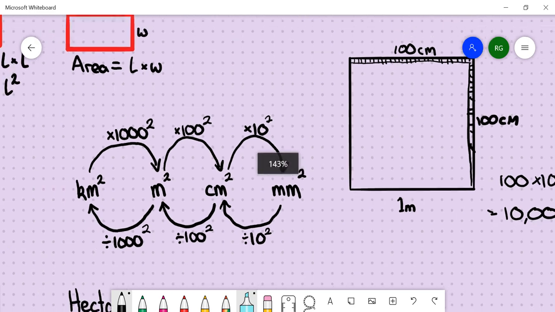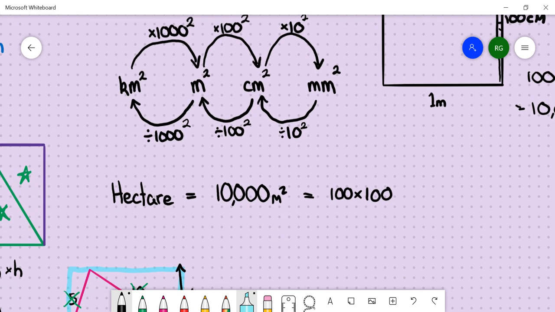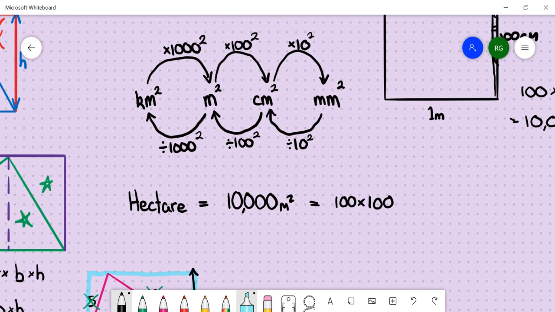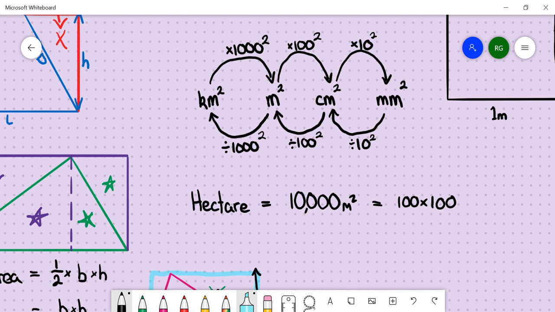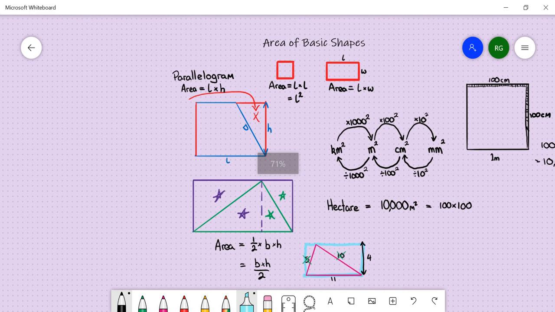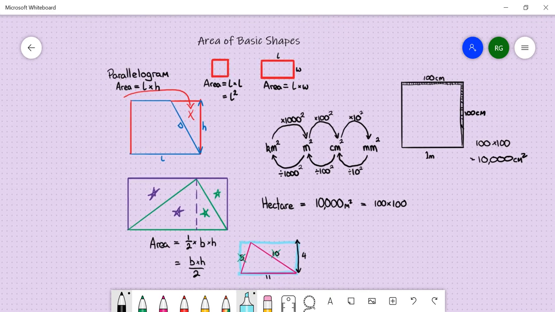Now, one more little point that kind of doesn't fit any of these is we often, using metric, talk about hectares. Generally, we'll talk about hectares when we're talking about, say, the size of a farm. That's because a hectare is 100 metres by 100 metres, which multiplied together is 10,000 square metres. That's just a little point of note for when you do this work on area of basic shapes.